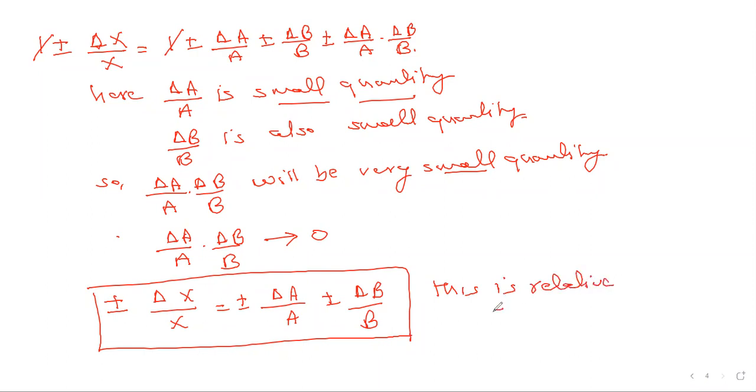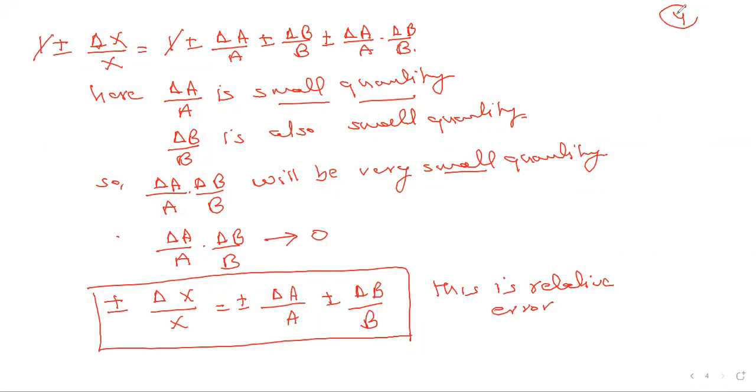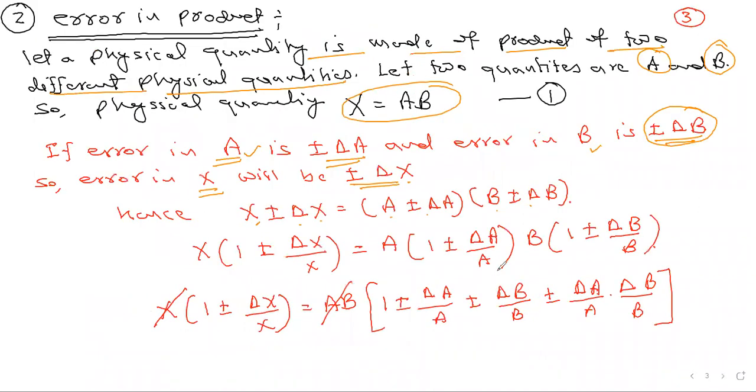ये relative error हो गया. Last में जो आप बना रहे थे वो absolute बनना था, अब बन गया relative error. If you wish to write it down, please write down. This is your page number 3, and this is your page number 4. You wish to write it down? Yes. Please note कर लीजिए.